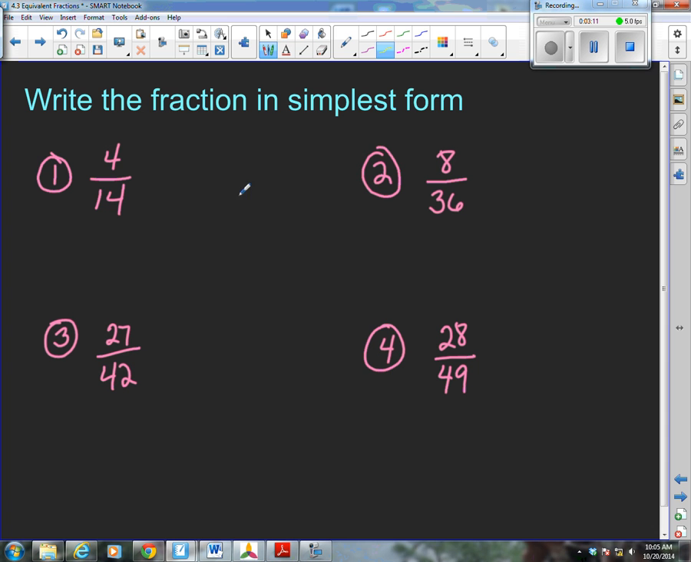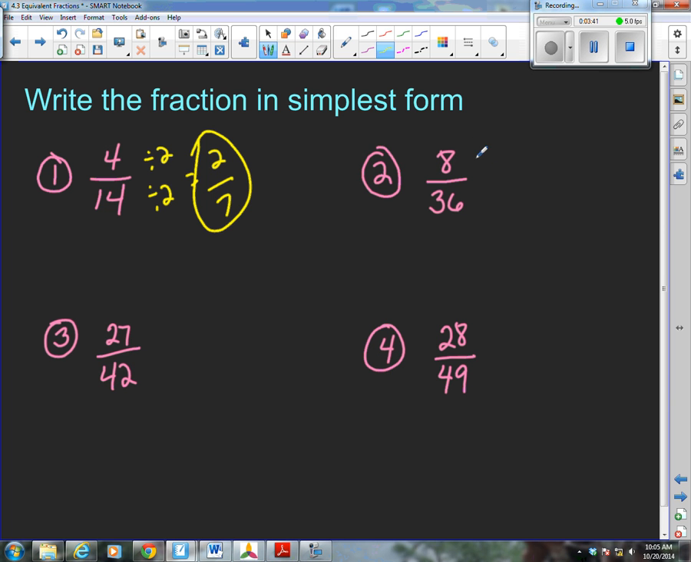Okay, write the fraction in simplest form. Now, this is what you're used to doing. You see a fraction that needs to be reduced, and you automatically think, I've got to reduce it. So what we have to do is find the GCF of 4 and 14, and in that case, it is 2. If I divide the top by the GCF and the bottom by the GCF, I'm going to get 2 over 7. This is in simplest form because the GCF of 2 and 7 is 1. 2 and 7 are relatively prime. So a fraction is in simplest form when the numerator and the denominator are relatively prime.